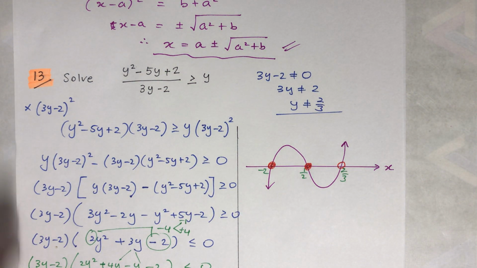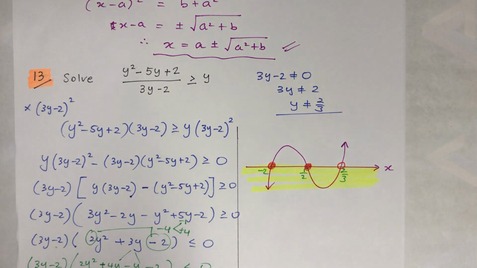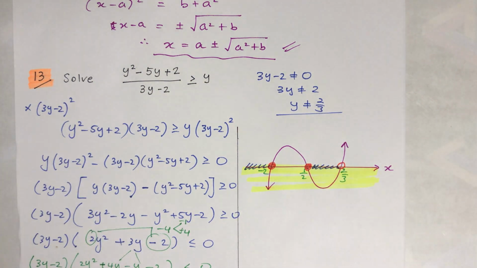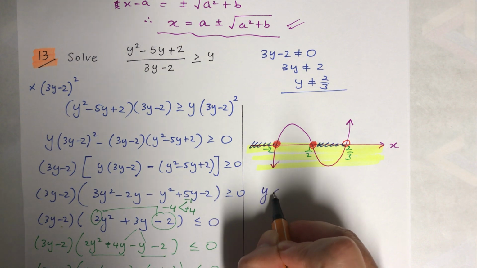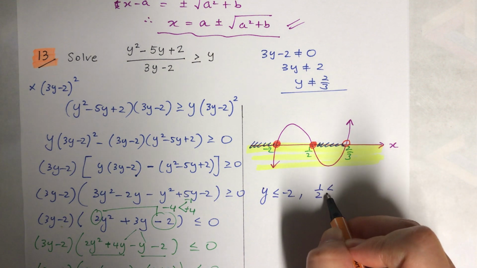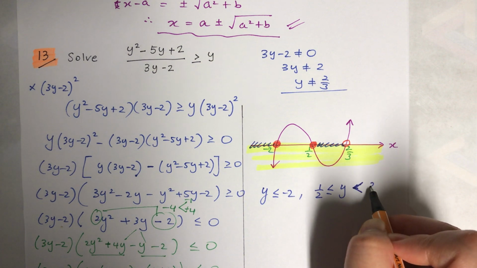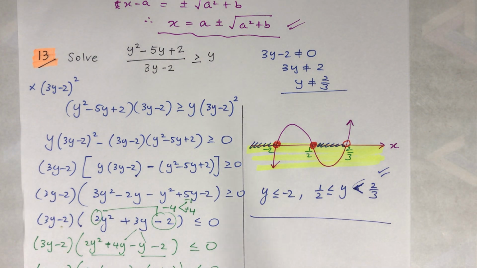Okay? And the question says it's less than 0. So it's all going to be on the bottom of here. So my answer will be this part and that part. So it'll be y is less than or equal to minus 2, or y is bigger than or equal to half, but less than 2 over 3. Excellent. Make sure you get just less than, not equal to.